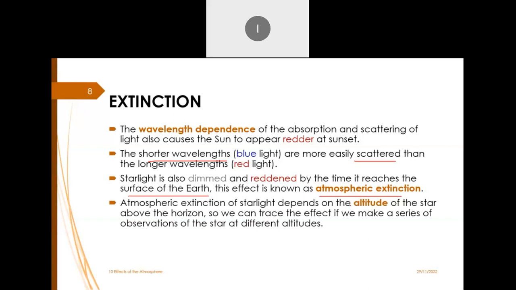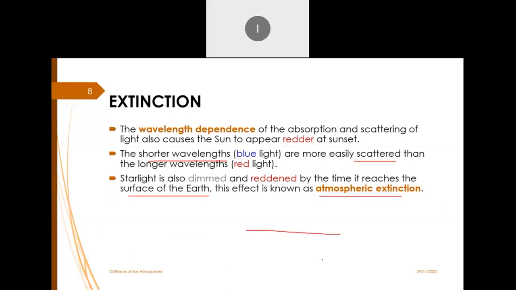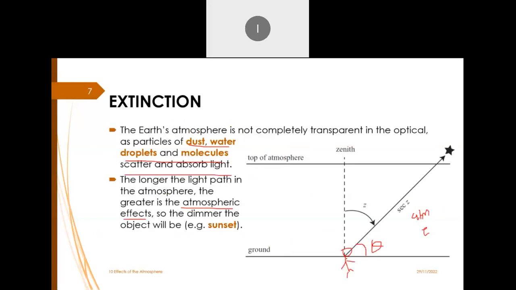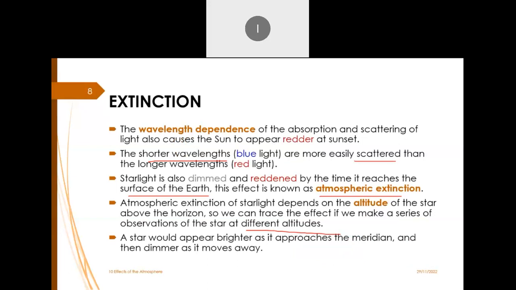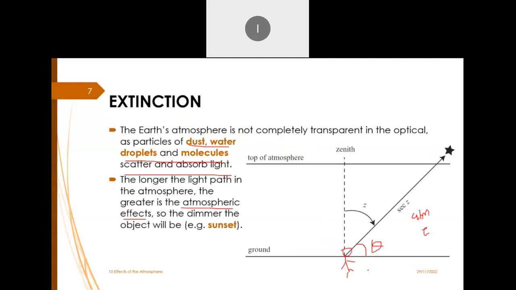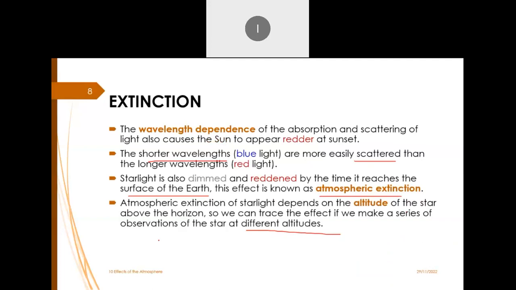So the atmospheric extinction of starlight depends on the altitude of the star above the horizon. We can trace the effect if we make a series of observations of the star at different altitudes. For example, here is the observer. If you want to know about the effect of atmospheric extinction, you have to do observations at different altitudes. Means if you stand here, maybe you will have to stand at another altitude, another place or region, to know about the atmospheric extinction.